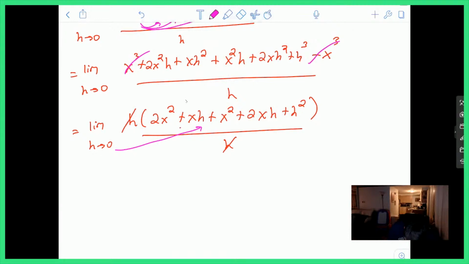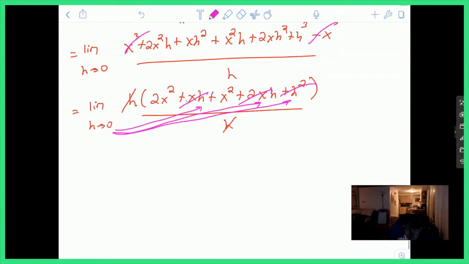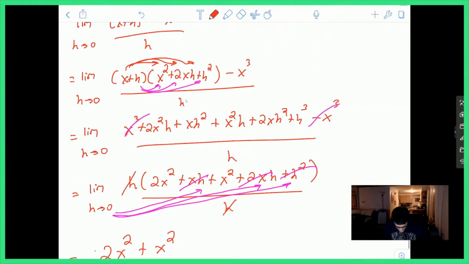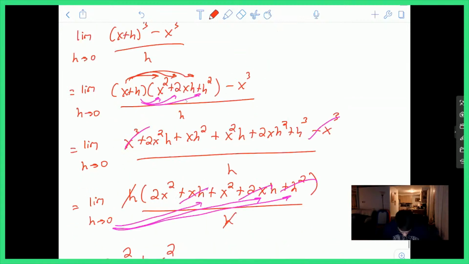So this guy makes this go away. This makes this go away. And this goes away. So I'm left with the limit. No more limit. I just plugged my limit in. So I'm left with 2x squared plus x squared, which is 3x squared. So my derivative 3x squared confirmed using the definition of the top piece there.